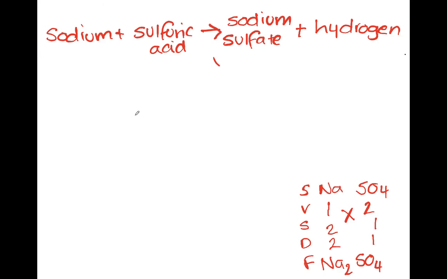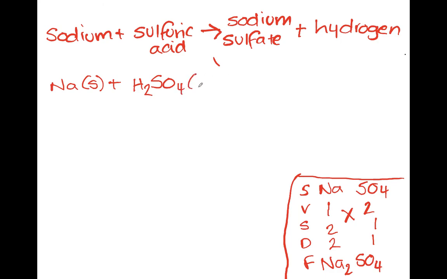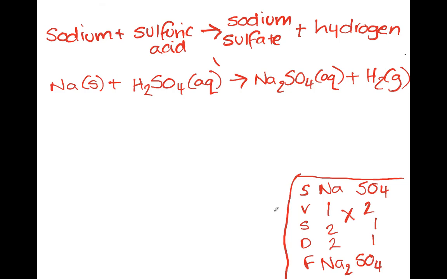So we can then safely write out our chemical equation, which is Na solid plus H2SO4, which is an aqueous solution, to give Na2SO4, which is also an aqueous solution, and hydrogen gas. Okay, is it balanced? No, it is not.